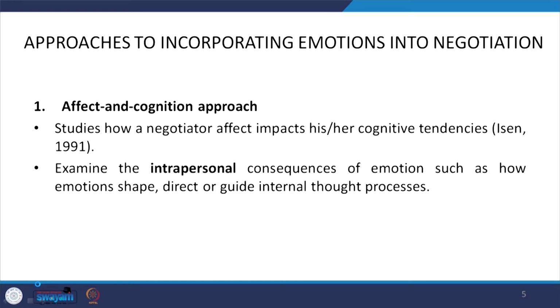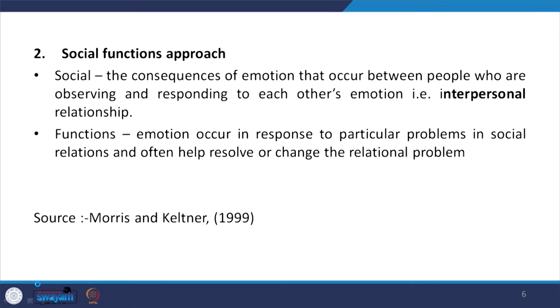The approaches to incorporating emotions into negotiation. So, the affect and cognition approach is there. It studies how a negotiator's affect impacts his or her cognitive tendencies, and here they examine the intrapersonal consequences of emotion, such as how emotions shape, direct or guide the internal thought process. So, in the case of internal thought processes, it is about how emotions develop an intrapersonal relationship, and that will be the affect and cognitive approach.